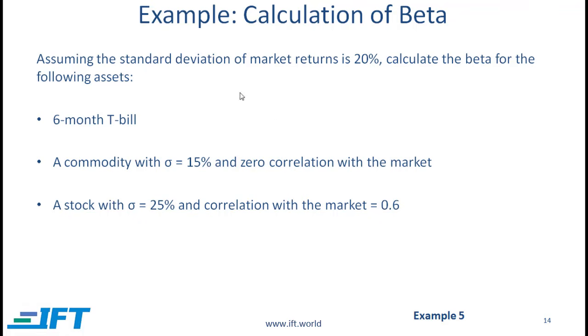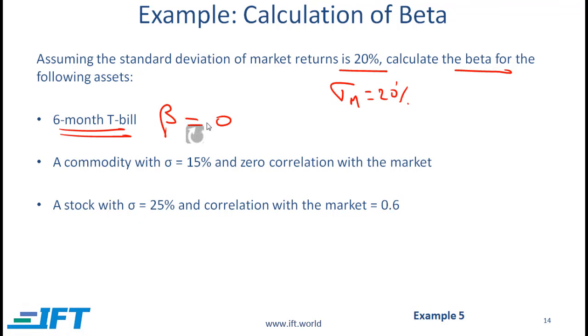Let's do some examples now. Assume the standard deviation of market returns is 20%, so sigma m is 20%. Calculate the beta for the following assets. A 6-month T-bill. The beta here is going to be 0 because there is no correlation between the market and a T-bill. Since there is no correlation, the beta is 0. As we've discussed earlier, you can also think of the 6-month T-bill as an instrument where the return is known, so there is no risk.